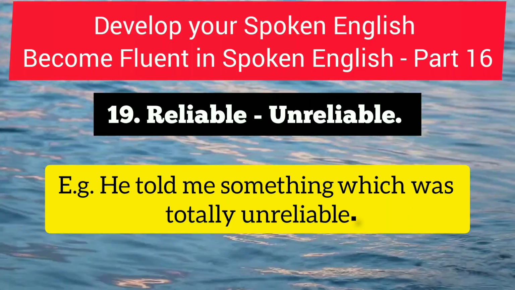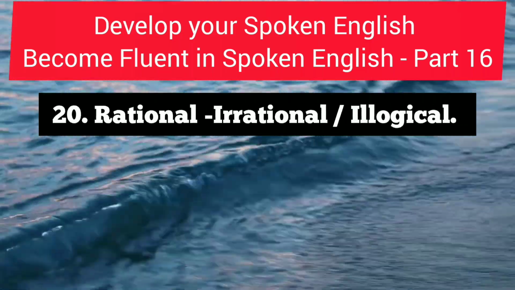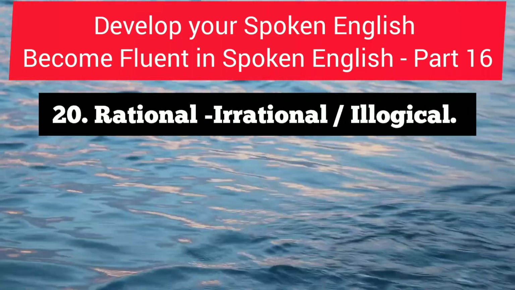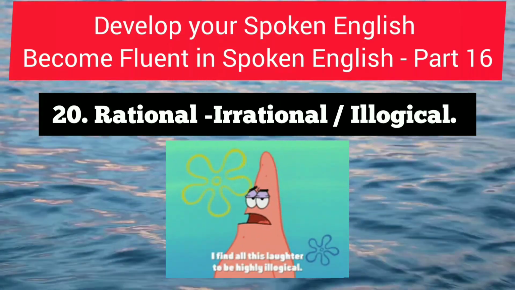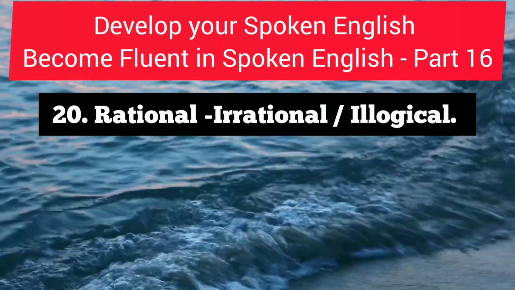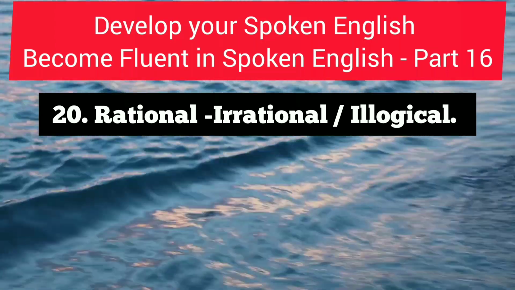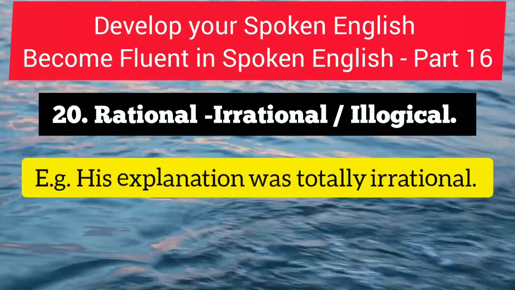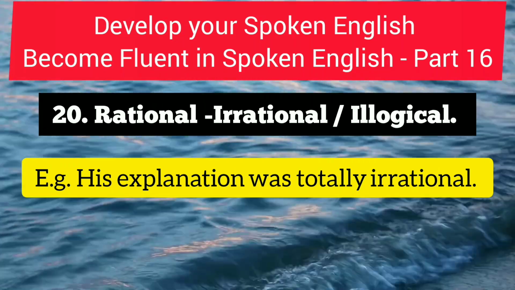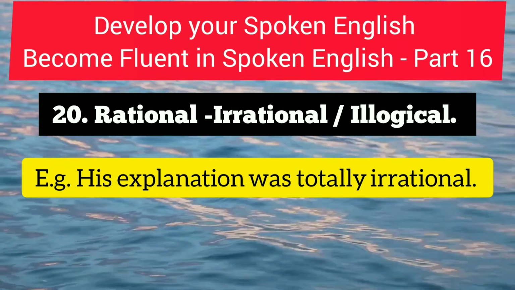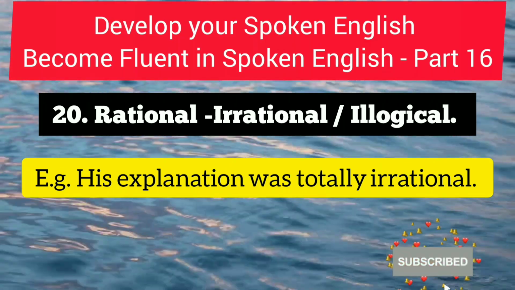So up next, let's focus on the next one, that is number 20. As you see, that is on your screen. Number 20 is rational, and opposite is irrational. Something that is not rational. You can use another one, that is illogical. That is something non logical, is also called illogical. Rational opposite is irrational or illogical. That is not logical. So let's see how to use it, because rational means logical and irrational means not logical. His explanation was totally irrational. That means it was not logical. So I'm quite sure it's clear.